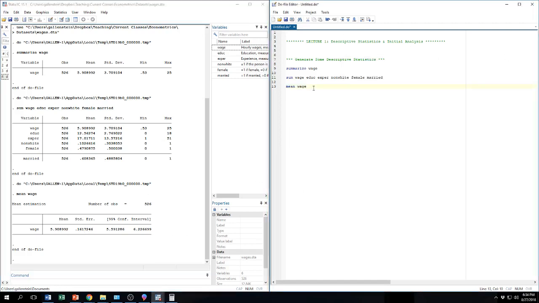Okay, so these are two different ways we can generate descriptive statistics. We might be interested in knowing the standard error, and if we are, we can use the mean command. And if we're interested in just the standard deviation, we can use the sum command. Now you might think, well, why are descriptive statistics important? Well, let me tell you a quick anecdote, a quick side story about why this is important.